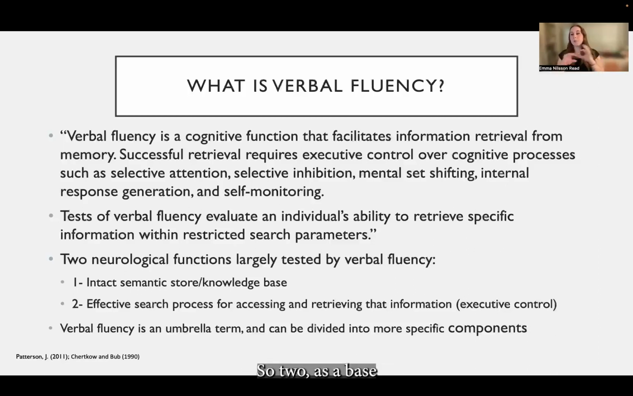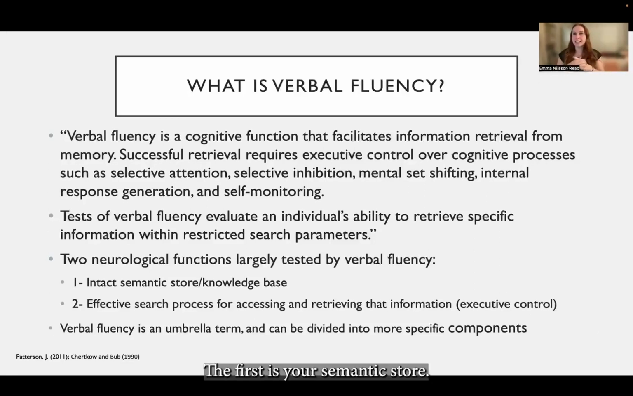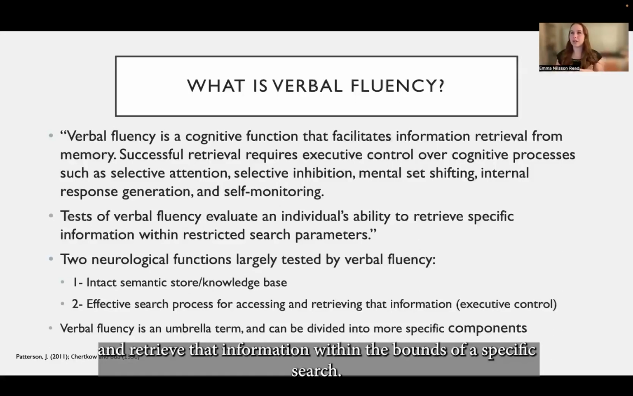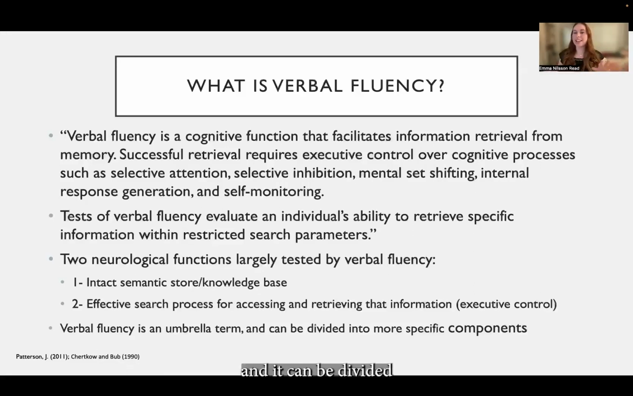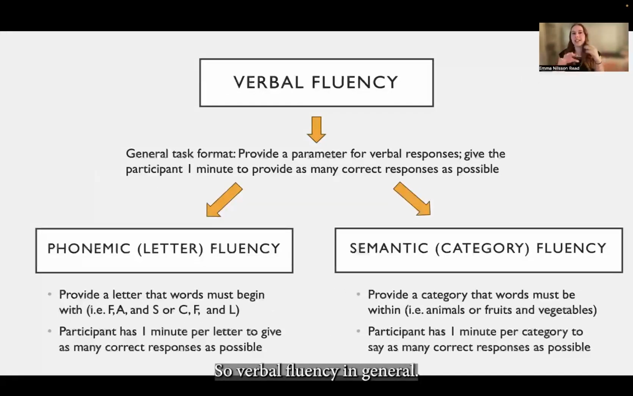So as a base here, two neurological functions are largely tested by verbal fluency. The first is your semantic store, so your knowledge base of words, concepts, categories that you just have in your brain. And then the second thing that verbal fluency tests is whether or not you have an effective search process by which you can access that semantic store and retrieve that information within the bounds of a specific search. Verbal fluency is generally an umbrella term as well, and it can be divided into more specific components or more specific tests. So verbal fluency in general, let's just talk a little bit about how it's tested.